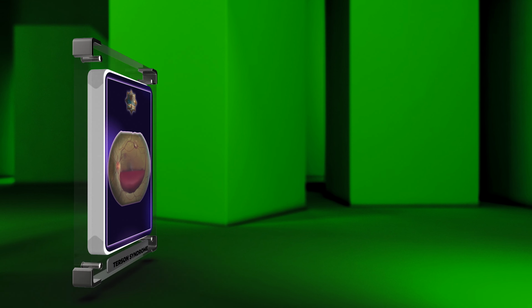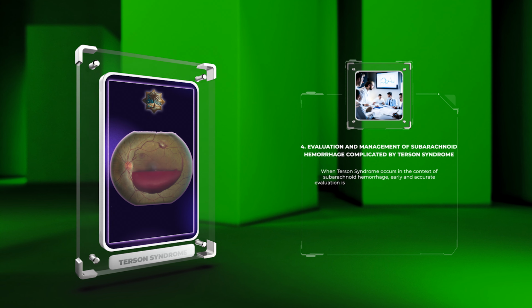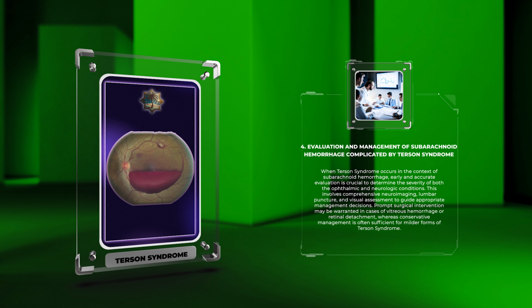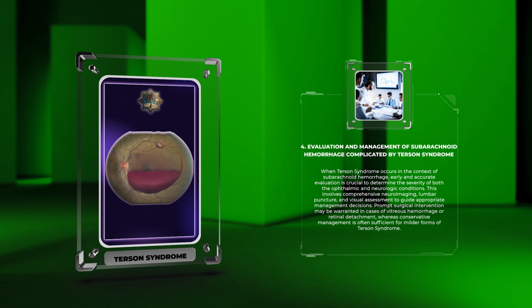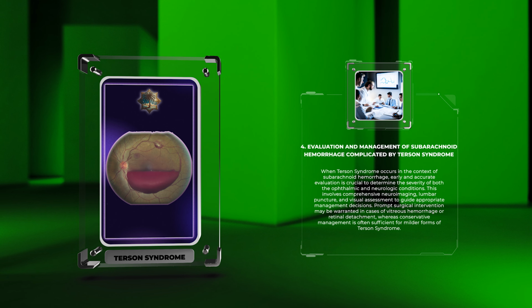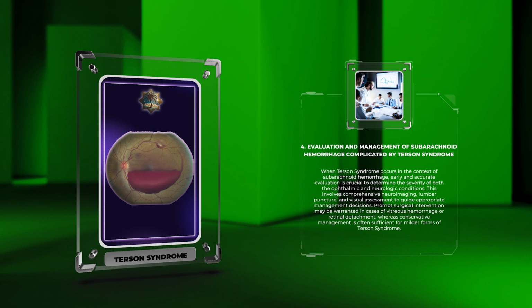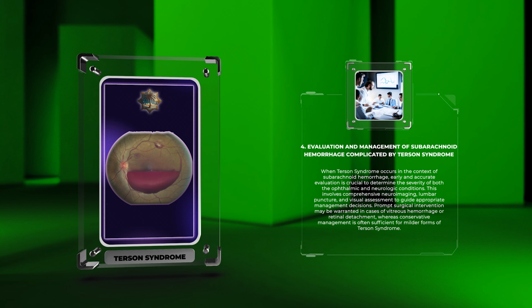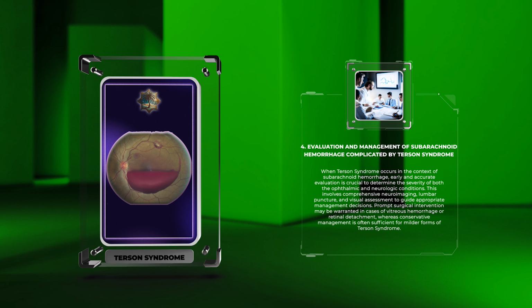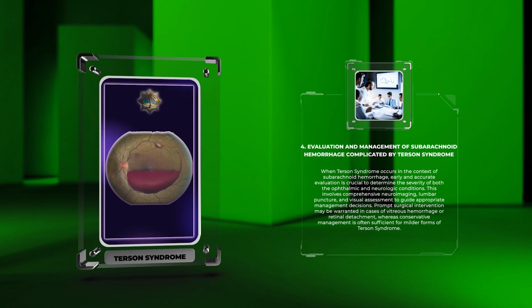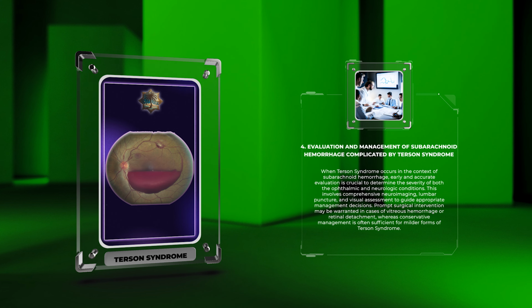When Terson syndrome occurs in the context of subarachnoid hemorrhage, early and accurate evaluation is crucial to determine the severity of both the ophthalmic and neurologic conditions. This involves comprehensive neuroimaging, lumbar puncture, and visual assessment to guide appropriate management decisions. Prompt surgical intervention may be warranted in cases of vitreous hemorrhage or retinal detachment, whereas conservative management is often sufficient for milder forms of Terson syndrome.